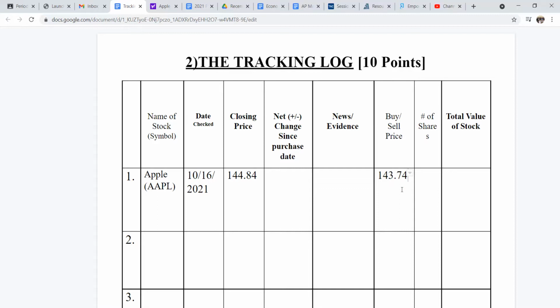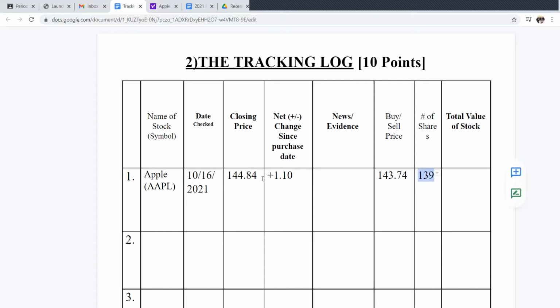Where is this going to be? It's on my initial investment statement. I had originally bought 139 shares. To figure out the net change, I'm going to simply subtract 144.84 minus 143.74. Feel free to get out a calculator for that. I can also do simple math in my head. That is a positive $1.10.